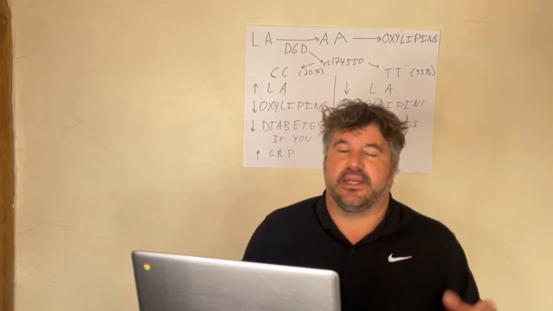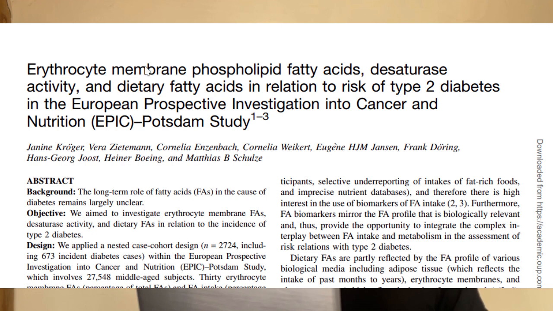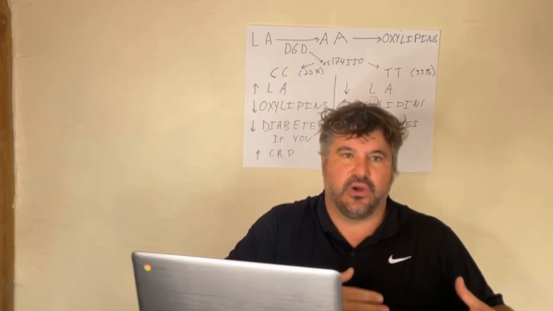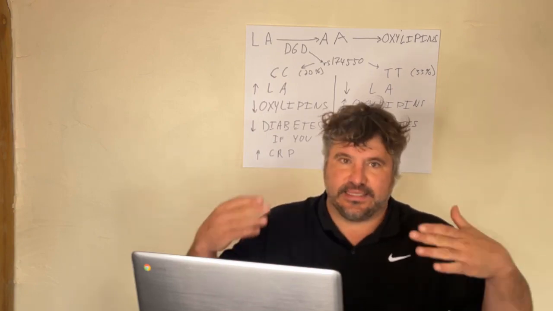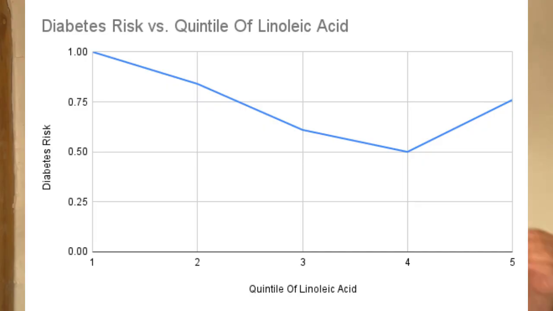There's a study that I really like called Epic Potsdam. This is a long-term study in Germany, and the Epic study is even larger, but there's a great paper about Epic Potsdam and diabetes risk and desaturase activity. And I'll explain in the video what all those things mean. In that paper, they look at blood levels of all of these different fats and ratios between them. And what they show is that indeed, the more linoleic acid that you have in your bloodstream, the less likely you are to get diabetes.